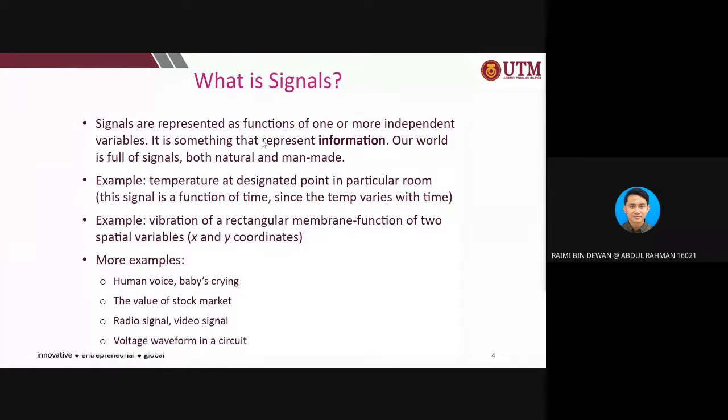Example, temperature in a particular room. Just now you said temperature, right? That is correct. I was imagining someone having a fever, with someone putting a hand on the head. Sorry, I was imagining different things. Temperature is also a signal. More examples: vibrations, a baby crying, the value of the stock market, human voice.